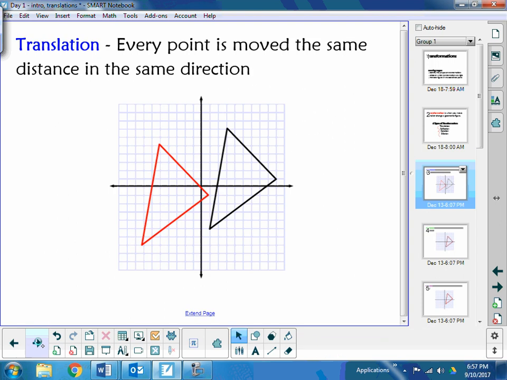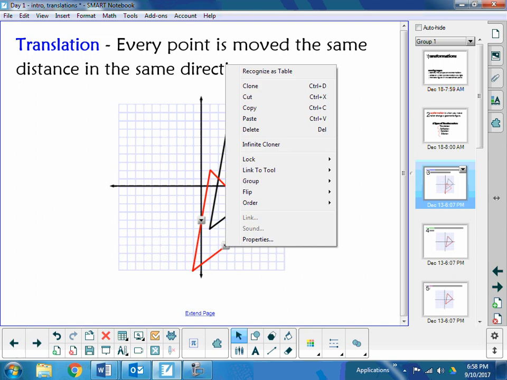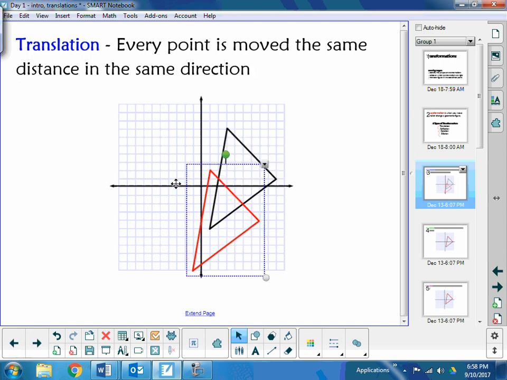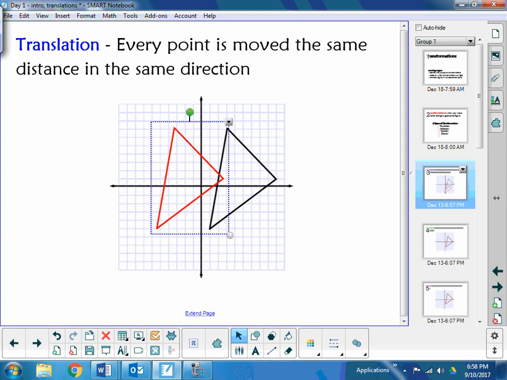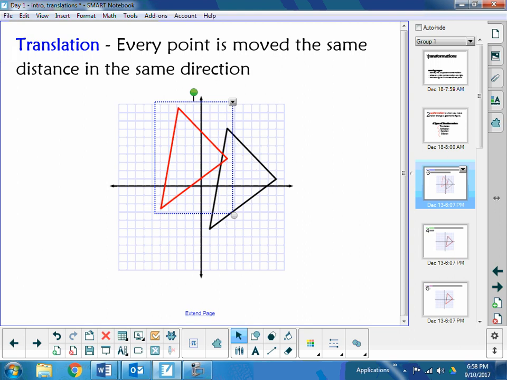For a translation, every point is moved in the exact same direction, the exact same number of points. So wherever I move, if it's going to go forward to the left, it's going forward to the left for everybody, and up two, it's going up two for every single point. That is a translation.